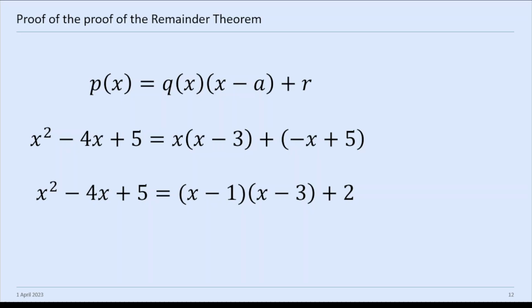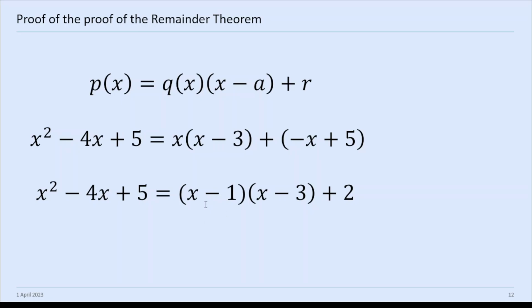The first thing is we get rid of the x squareds, and we do that by taking off the number of x minus 3's we need to get rid of the x squared. So if we take off x times x minus 3, that's like taking off x squared minus 3x. If we take that away from the left-hand side, we're left with minus x plus 5. Then we want to get rid of the x's out of minus x plus 5, so we're taking off minus 1 version of x minus 3.